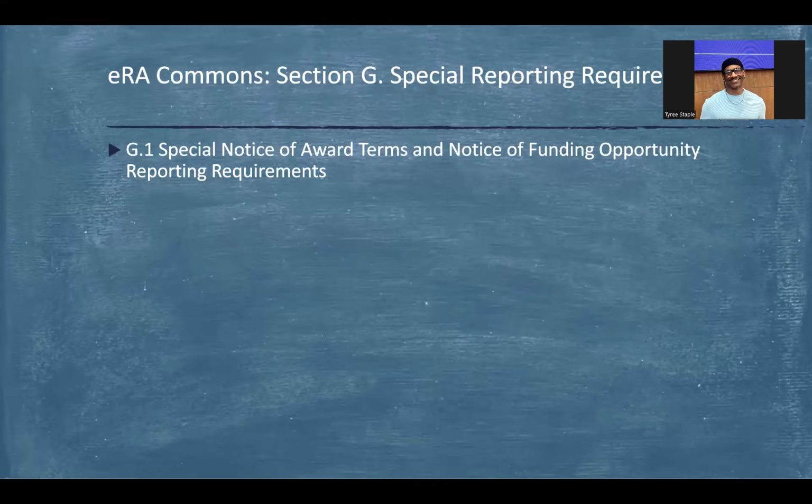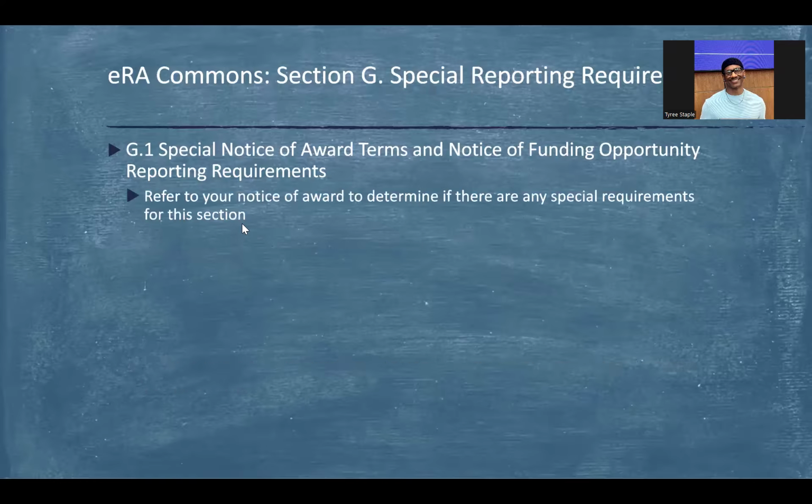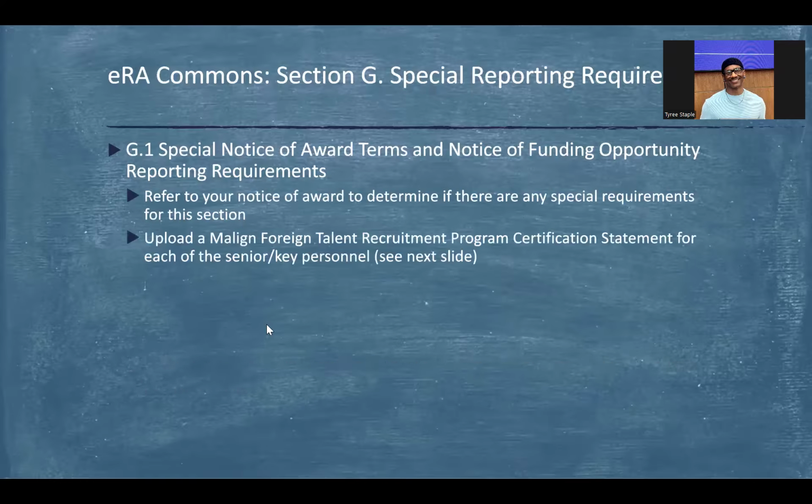Now, since January 25th, there's an additional requirement. So regardless of what your notice of award says, regardless of what type of grant this is, all RPPRs now have to have certification statements from all PIs and key personnel that certify that they're not involved in a malign foreign talent recruitment program.